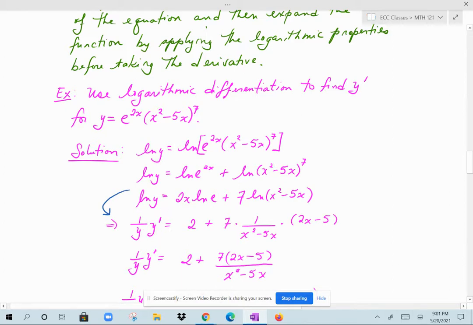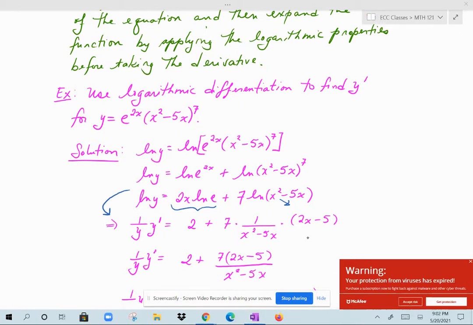On the right side, remember, this is just 2x because ln of e is 1, and the derivative of 2x is 2. And for the other term, I have to apply chain rule to ln of x squared minus 5x. So it's 7 times the derivative of the outer function, the ln, which is 1 over x squared minus 5x, times the derivative of the inner function, which is 2x minus 5. All right, so what that leaves me with is 2 plus 7 times 2x minus 5 over x squared minus 5x.